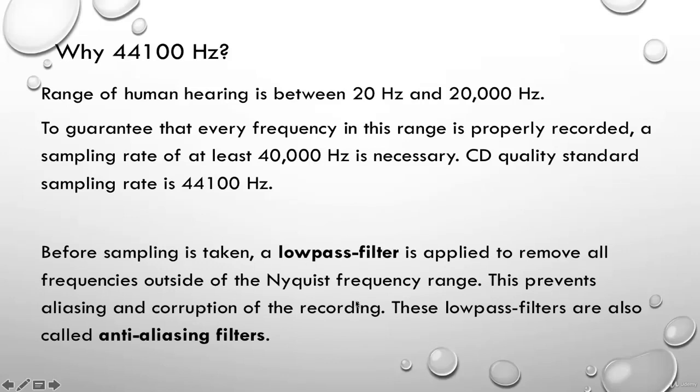Typically, before we sample anything, we apply something called a low-pass filter. We remove everything above 20,000, because if we don't remove those, they will alias and distort our signal. So we need to filter out those frequencies before we sample.